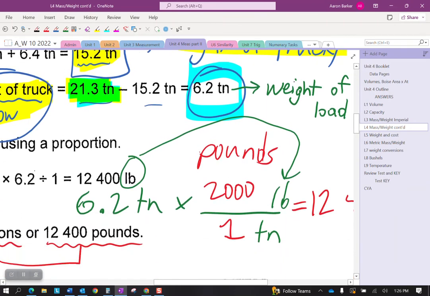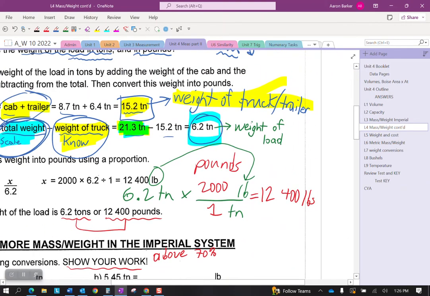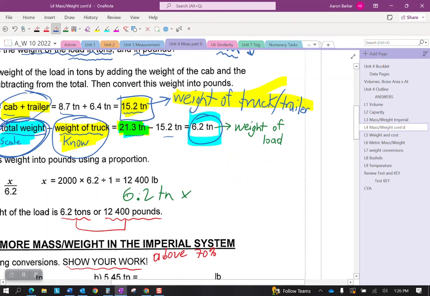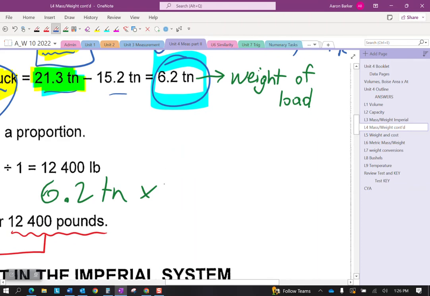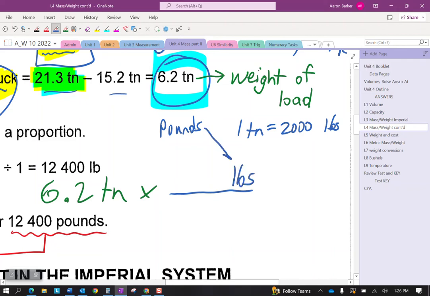Okay, good. So what we want to do now is figure out how many pounds that is. That's what we have to figure out. So we're going to take our 6.2 tons and multiply it by our conversion factor. Now we want to find pounds. So what part of the conversion factor has to go on top? The 1 ton part or the 2,000 pounds part? Since we're trying to find pounds, it must go on top of our conversion factor. That means tons has to go on the bottom, and that allows us to cancel out the tons.